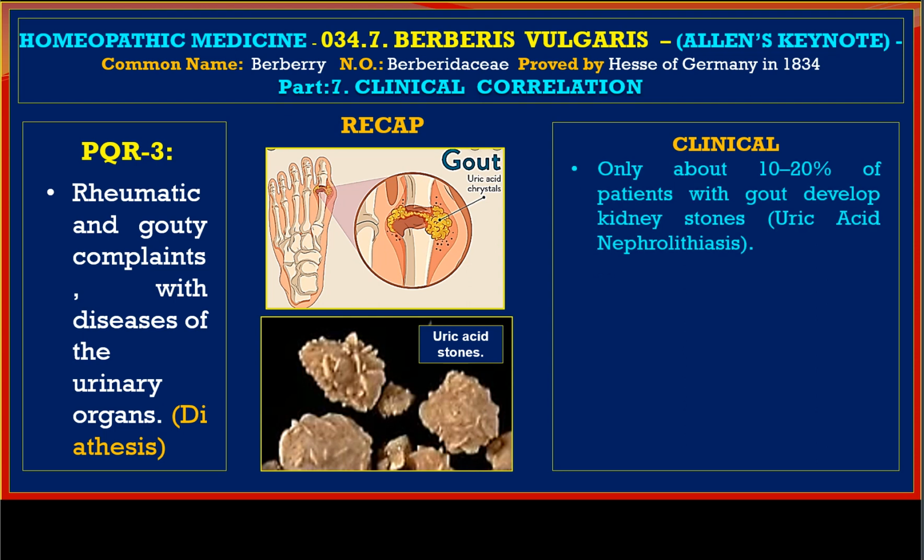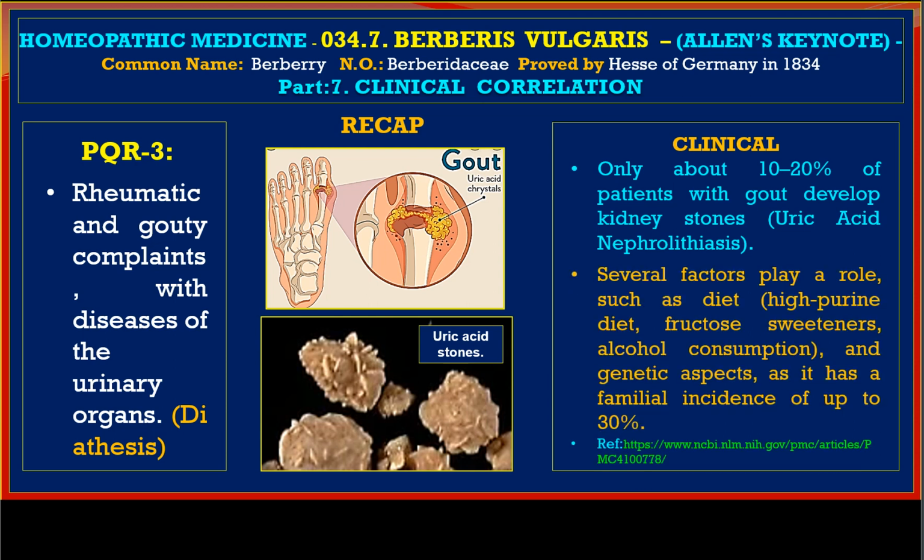Clinically, only about 10 to 20% of patients with gout develop kidney disease. It is known as uric acid nephrolithiasis. Several factors play a role, such as diet, high purine diet, fructose sweeteners, alcohol consumption, and genetic aspects, as a family incidence of up to 30% has been noticed.